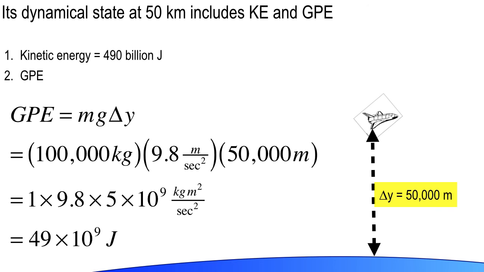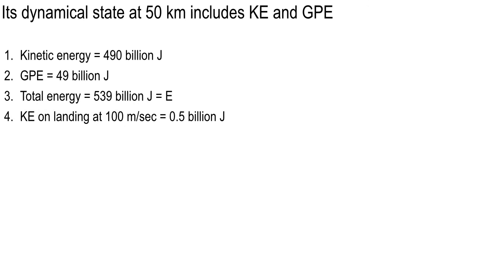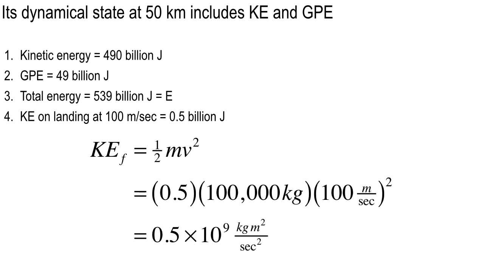You're only going at 215 miles an hour, 100 meters per second when you land. And you're landing at sea level if you're landing at Kennedy, so your potential energy is down to zero at that point. So here we go. Your total energy is 539 billion joules. And I'll just give you this figure at landing. Kinetic energy on landing is 100 meters per second. 0.5. Go ahead and write down 0.5 billion joules. And that's basically this calculation here.